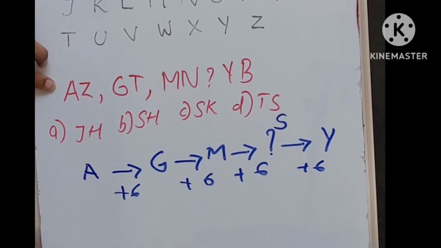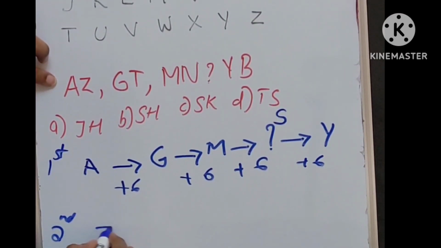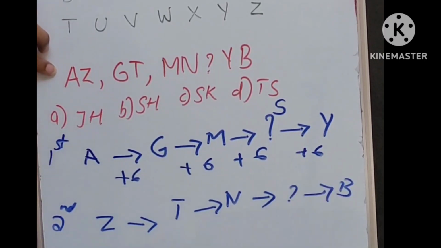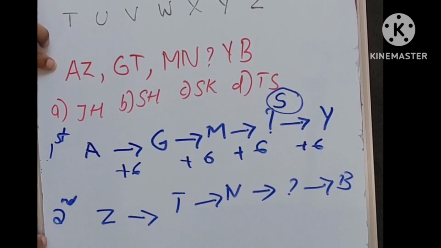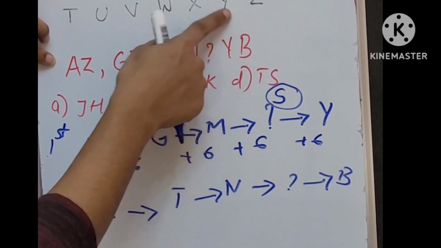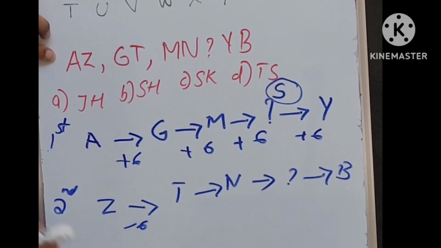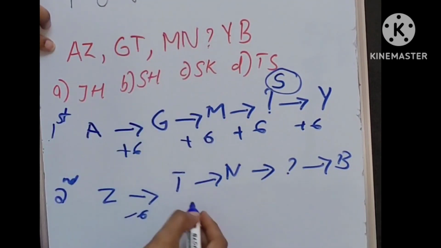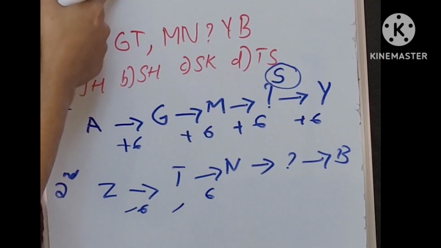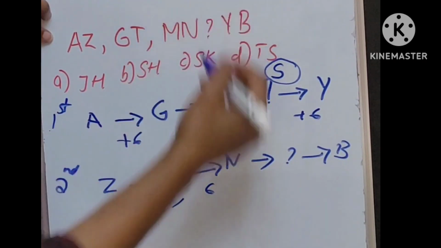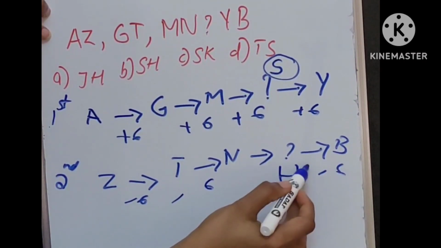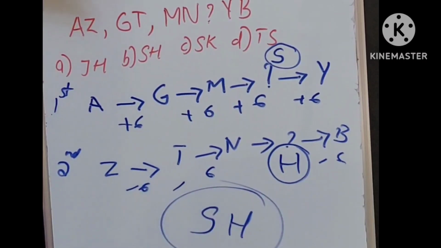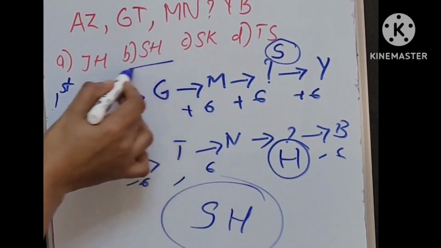Then next, consider the second letter. The second letter series is Z, T, N, the missing term, and B. So the first letter is S. Next we have to find the second letter. From Z to T, 1, 2, 3, 4, 5, 6, that is minus 6. Next, T to N is again minus 6. From N, minus 6 is H. So the missing letter is H. The first letter is S and the second letter is H. So in this series the missing term is S, H. Option B is correct.